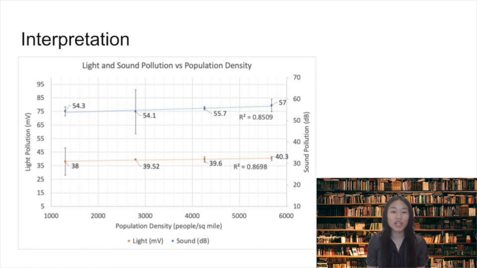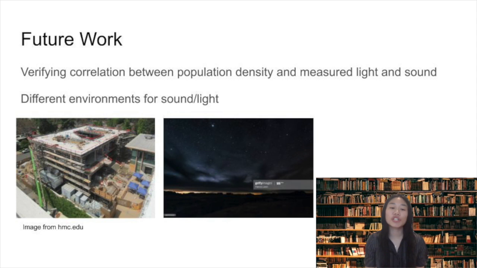However, due to the smaller sample sizes that were taken in data collection, we have large error bars on some of our data points. Some future experiments may include verifying the correlation between population density and measured sound and light pollution because our R-squared values aren't as high as we would like, and also exploring areas with little human-made light pollution, such as the desert, and also being able to explore the frequencies in different occupations, such as construction sites.